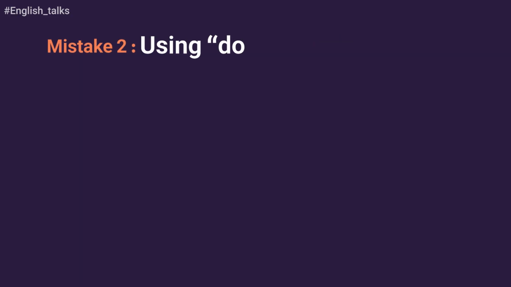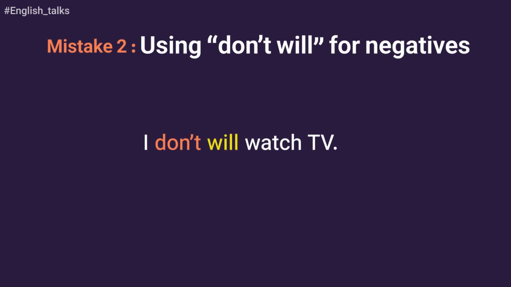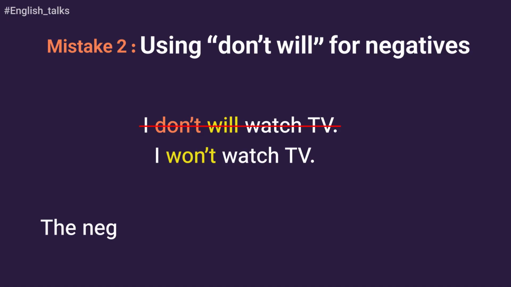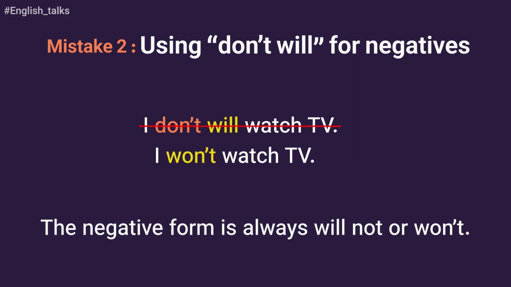Number 2, using don't will for negatives. I don't will watch TV is wrong. I won't watch TV is correct. With will, we never use do, does, or did. The negative form is always will not or won't.